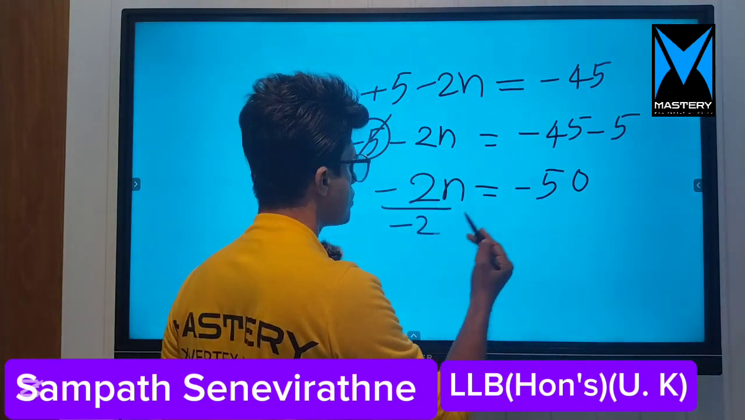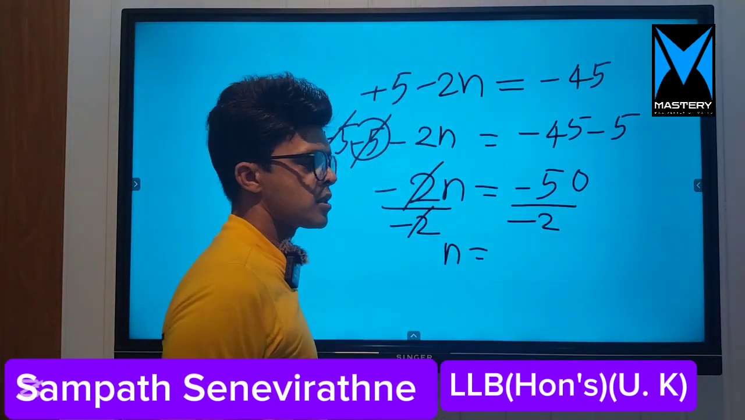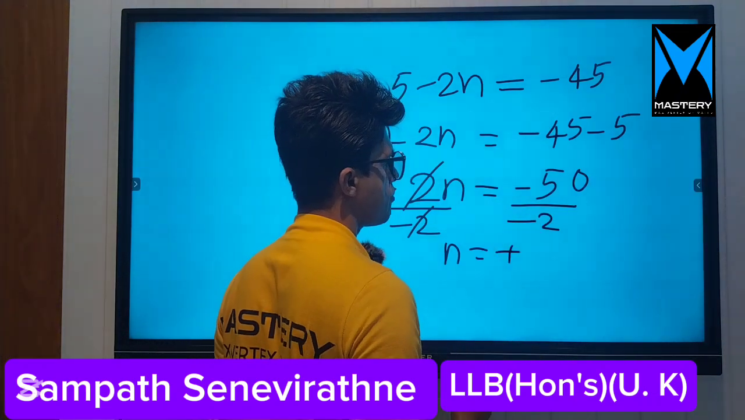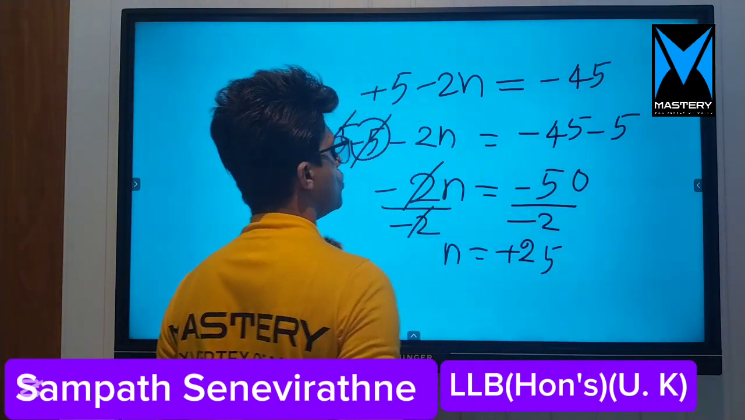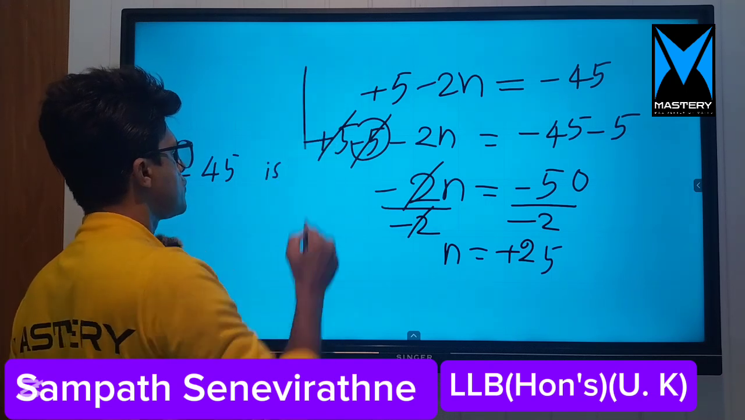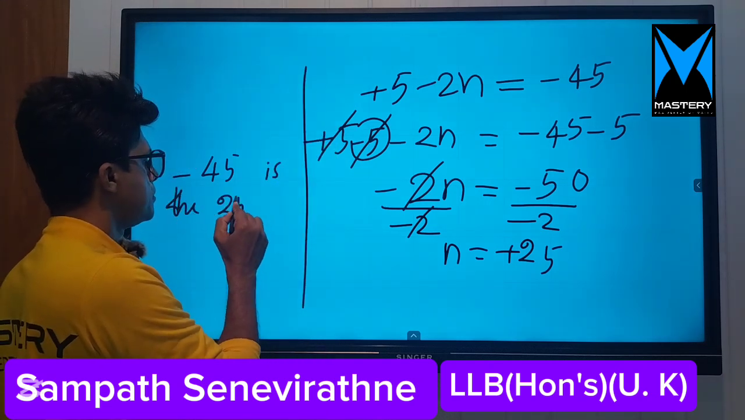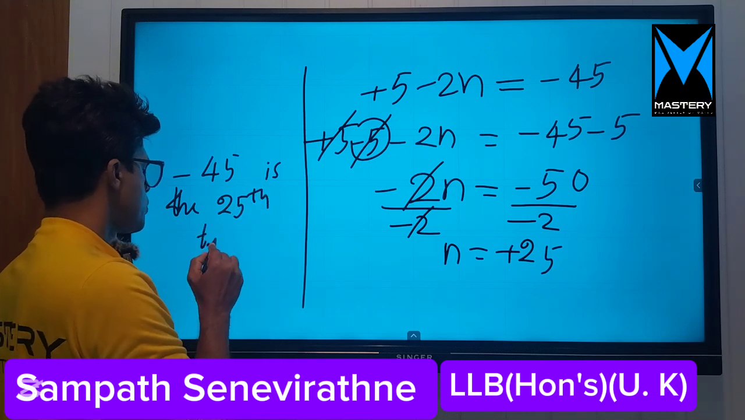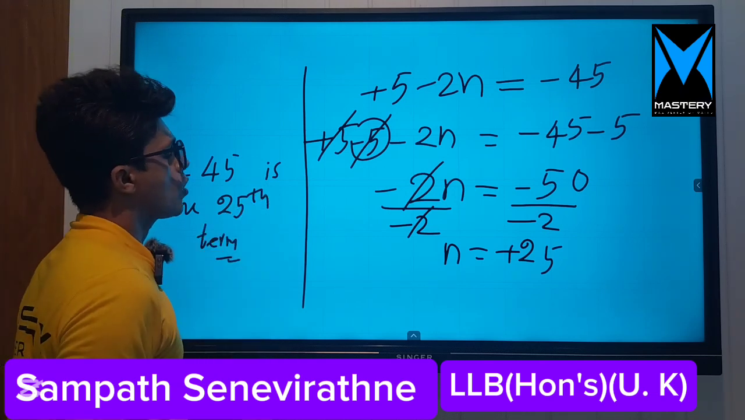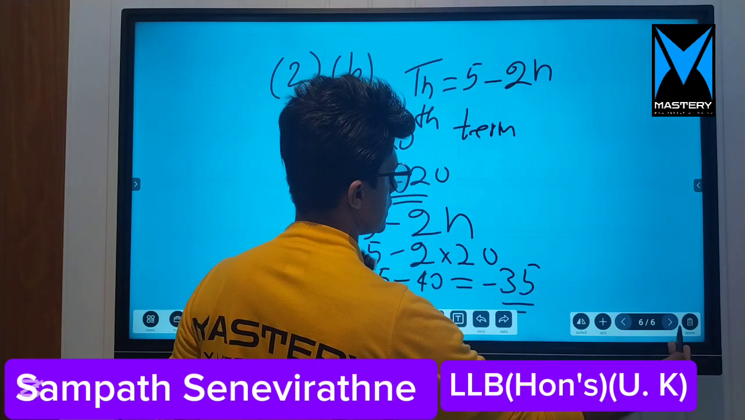Now divide both sides by minus 2. Minus 2 and minus 2 cancel out. Minus 50 over minus 2 is 25. So minus 45 is the 25th term. Okay, so this is the second question.